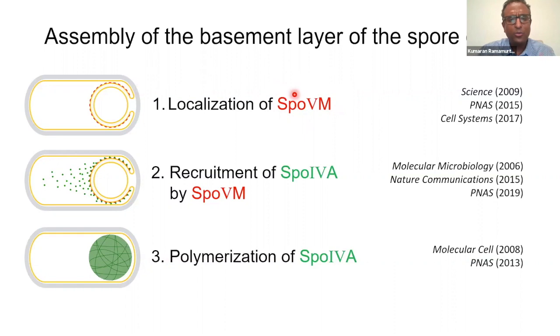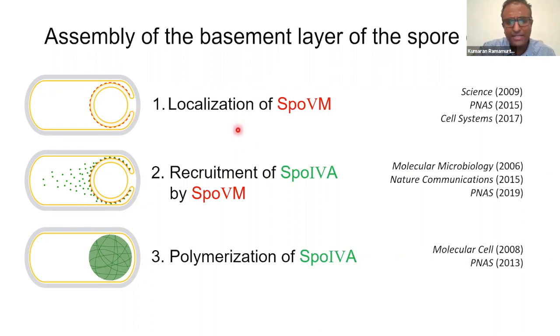So the whole process starts off with a protein called SpoVM. This is a Roman numeral. I'm just going to apologize for the clumsy nomenclature for sporulation proteins, but it's not my fault. So SpoVM localizes to this surface. It's made in the mother cell cytosol, and it localizes specifically to the surface of the developing forespore.